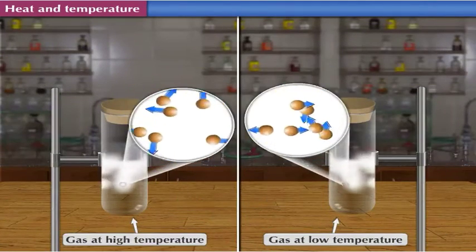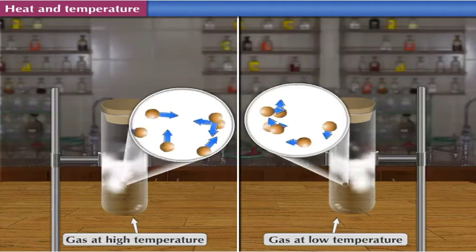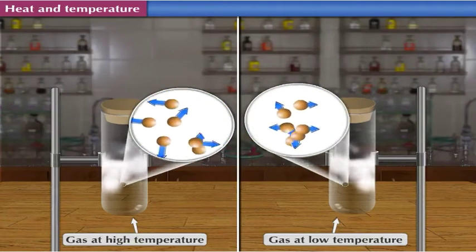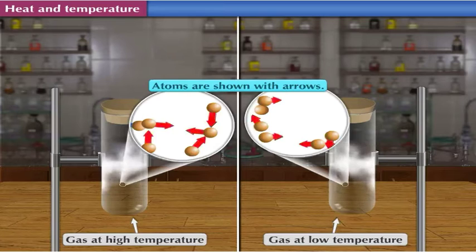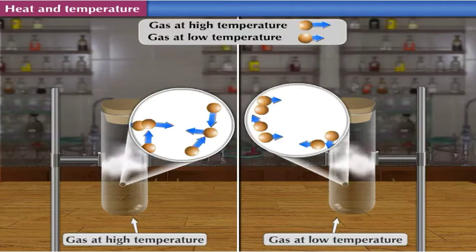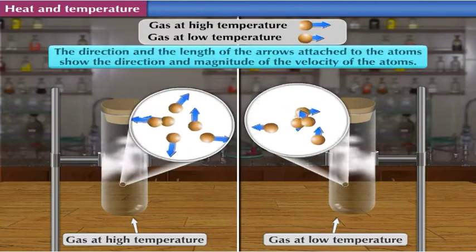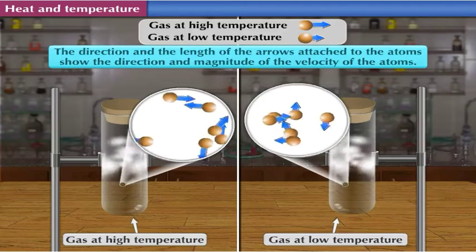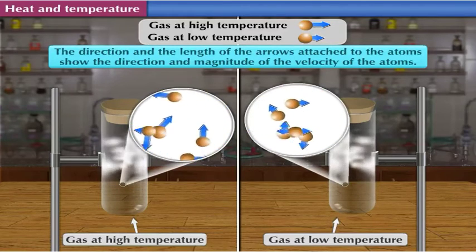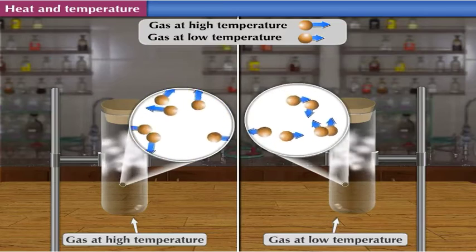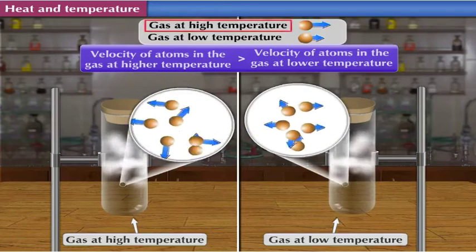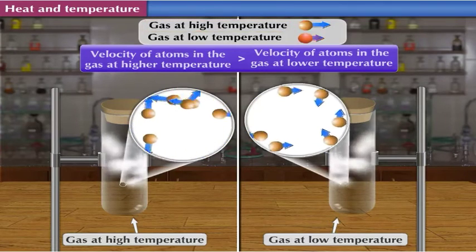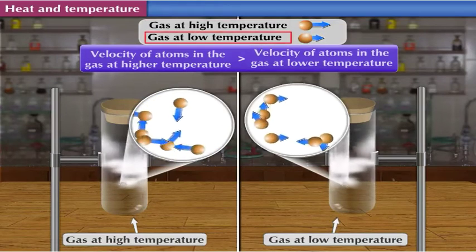The motion of atoms in a gas at high and low temperature is shown here. If you observe carefully, you will notice that the atoms are shown with arrows. The length of the arrows is different in both cases. The direction and the length of the arrows attached to the atoms show the direction and magnitude of the velocity of the atoms. Thus, it is clear that the velocity of atoms in the gas at higher temperature is larger than the velocity of atoms in the gas at lower temperature.